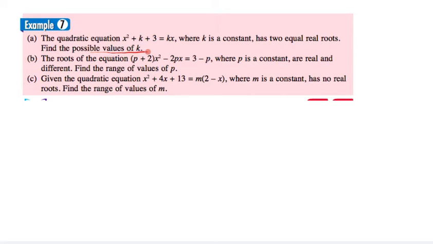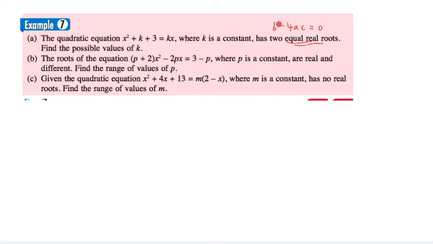Find the possible value. So now we see the condition. What condition? Two equal real roots. For two equal real roots, the condition will be b squared, always b squared minus 4ac. If two equal real roots, then b squared minus 4ac equals 0.